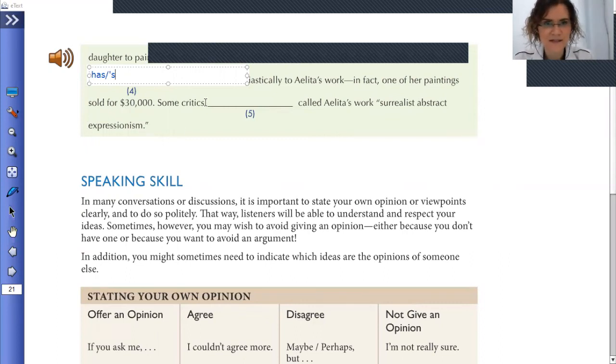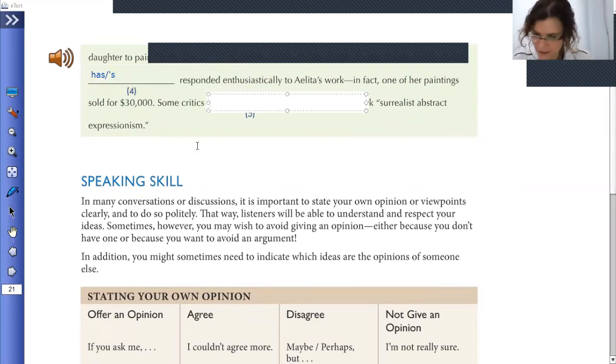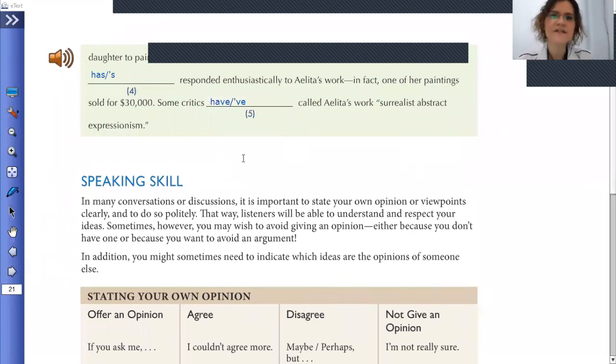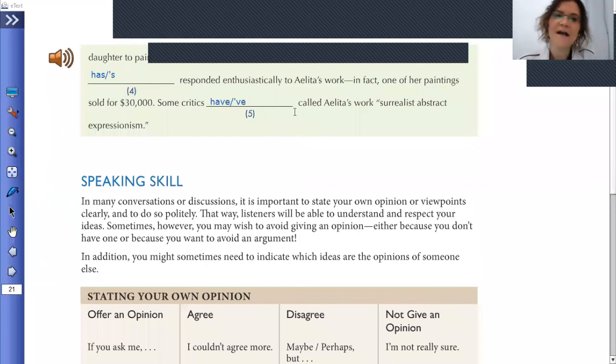And then last, some critics, we have, also again, apostrophe VE, the critics've, like that. So here you can see how those auxiliaries, which are called helping verbs, are connected in pronunciation to the word that comes before it, that in speaking, but not in writing.